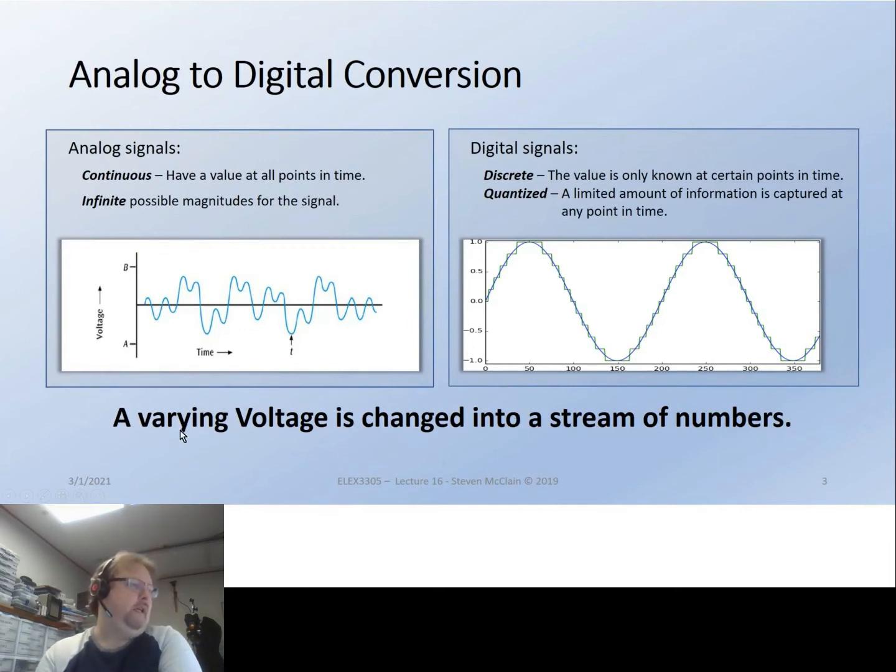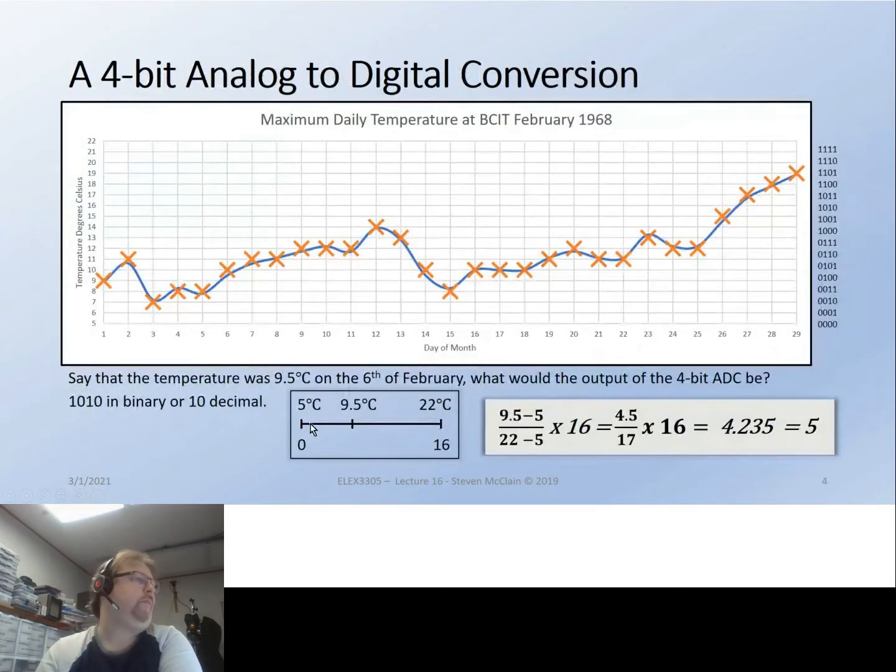At the end of the day, we're going to get a varying voltage going in, and it's going to be turned into a stream of numbers coming out. Each of these steps is going to have a number. So this lowest step is 0, and this highest step would be 16,000. It's just a bunch of numbers. So here's a 4-bit conversion.